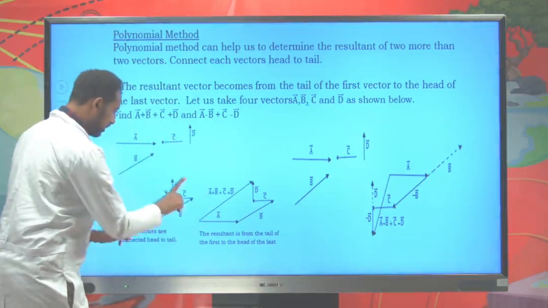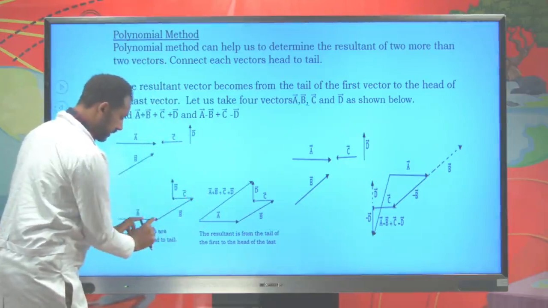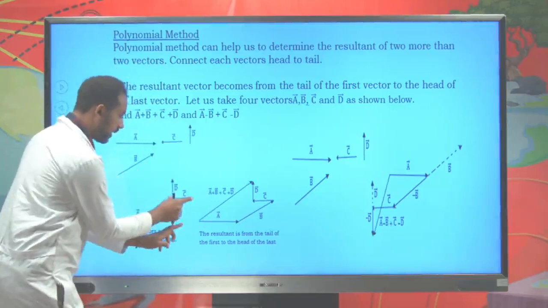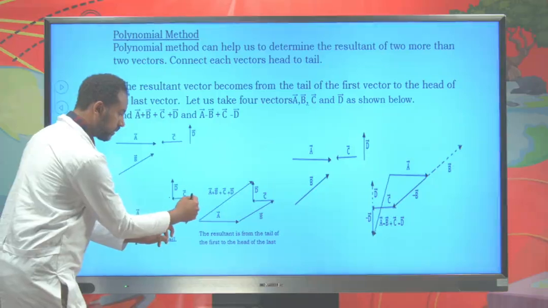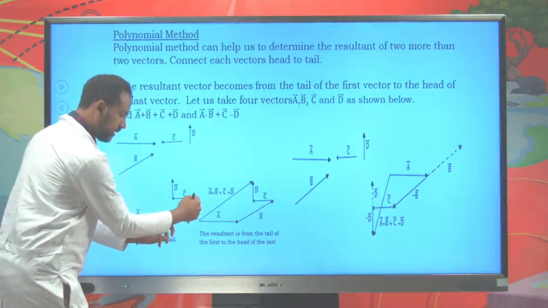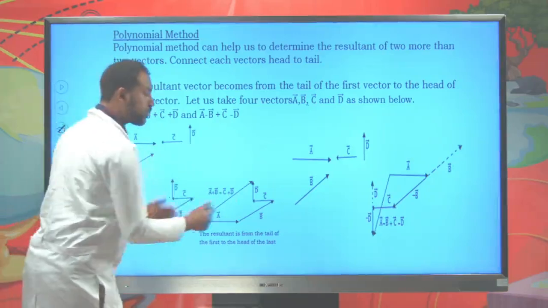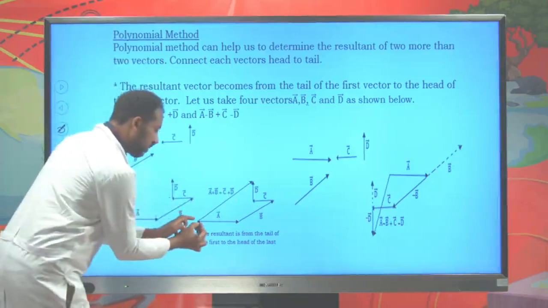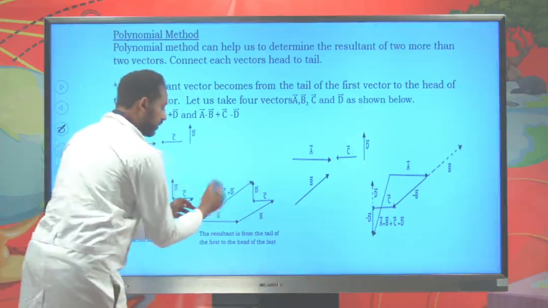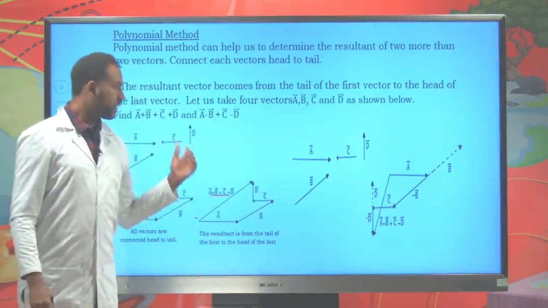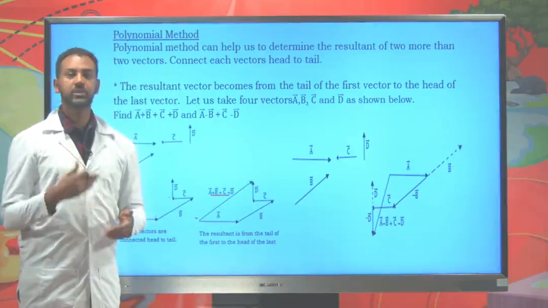You have to shift B here, from the head of the first to the tail of the second. Then you move and put C here, from the head of B to the tail of C, and the like. Therefore, the resultant would be from the tail of the first to the head of the last. Okay, this is how we determine vectors using geometrical means.